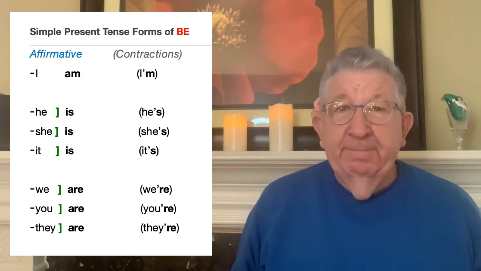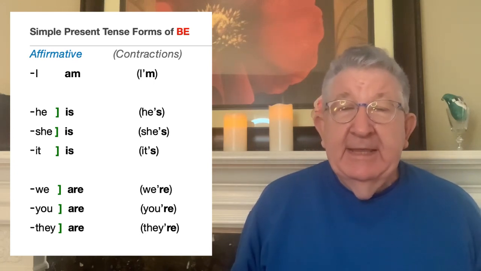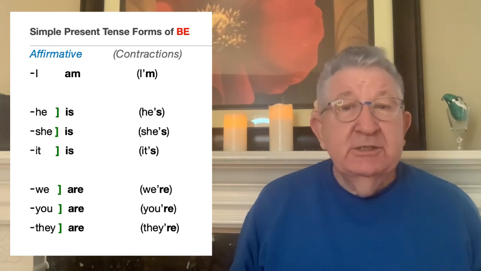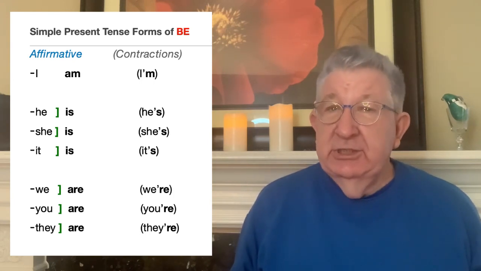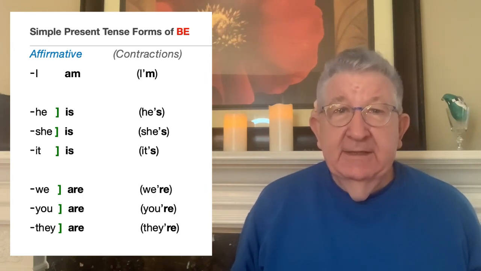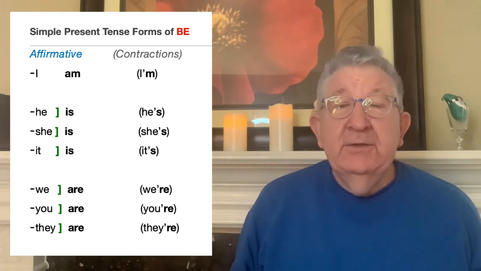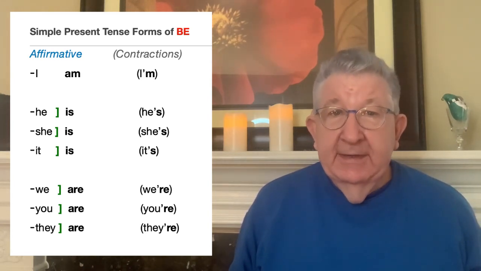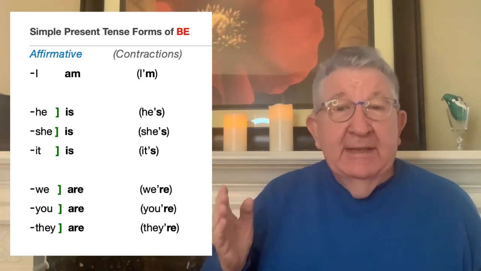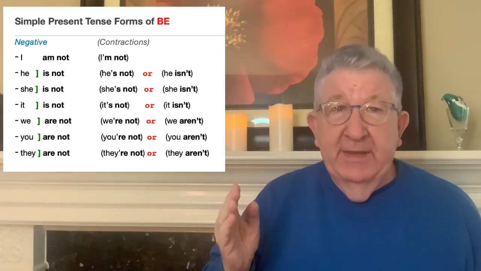I am. I'm. He is. He's. She is. She's. It is. It's. We are. We're. You are. You're. They are. They're. Now let's look at the negative forms of the simple present of the verb be.